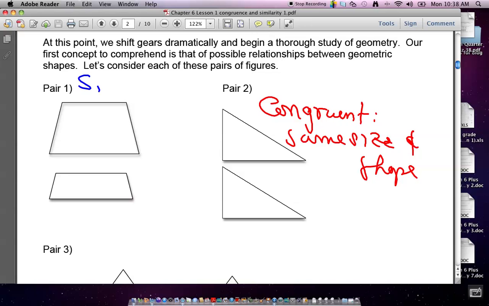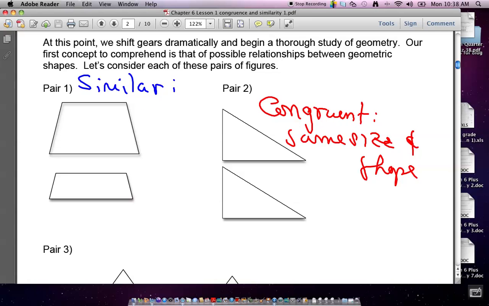Okay, this first pair is what we call similar. Now, similar is a word that we've all used in English. Even if English is not your original language, you probably heard the word similar. Similar means it's kind of alike. There's something about it that's the same. Actually, these aren't even similar figures because the lengths aren't proportional. I'll get to another pair. This is not similar, but I want to define similar.